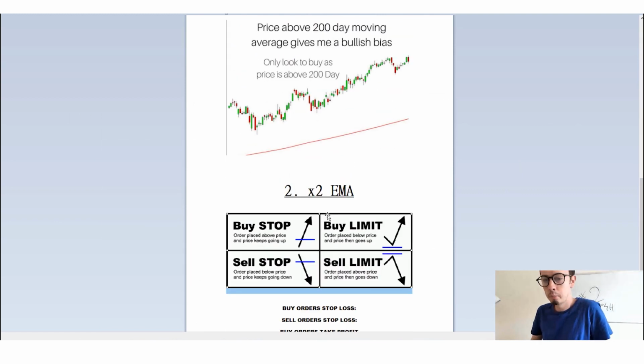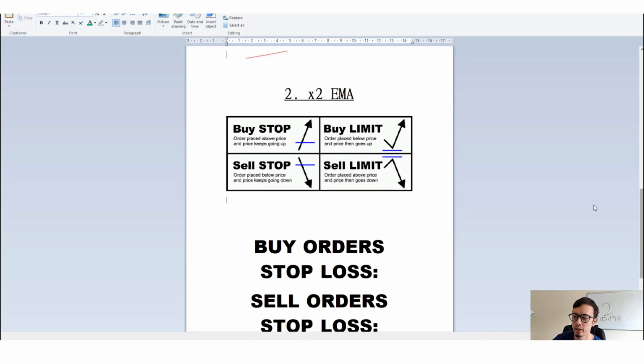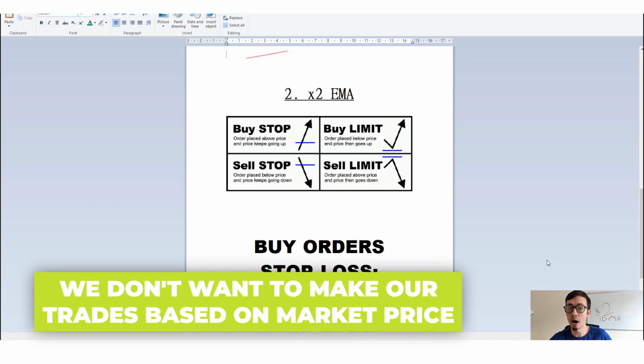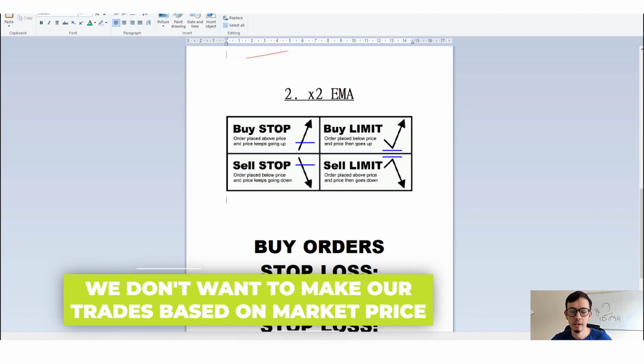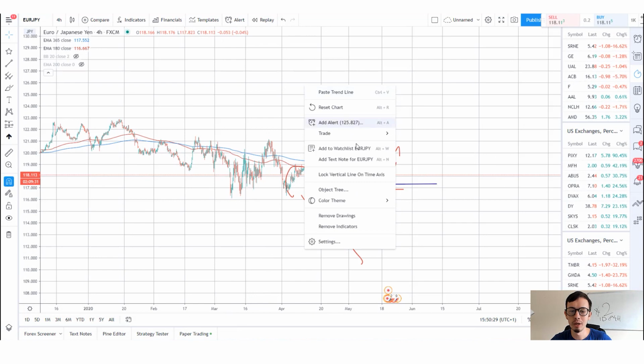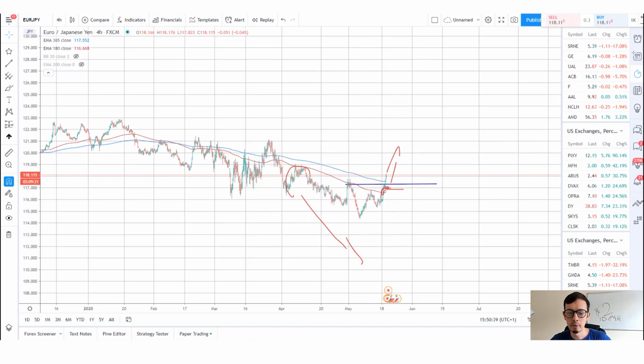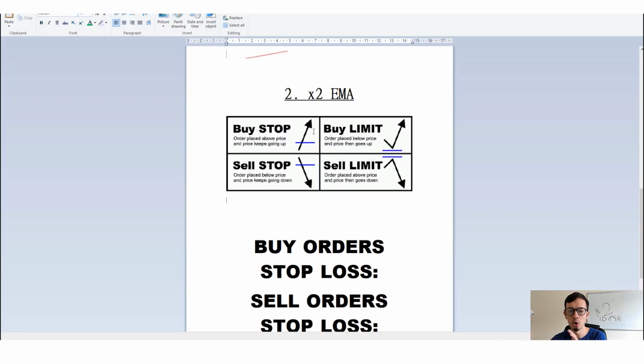Always, guys, please remember your buy stops, buy limits, sell stops and sell limits, okay? Because we don't want to make our trades based on the market price, right? We always want to make sure that when we enter the market, for example, trade, create order, you're placing either a buy stop or buy limit or sell stop or sell limit. So please watch my previous video regarding this, because it covers the orders.